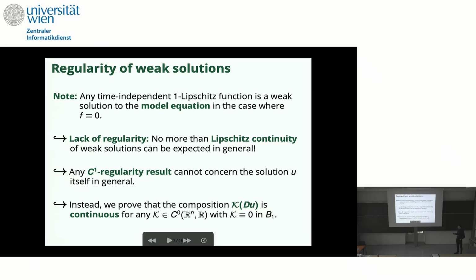However, what we can basically show is the C^1 regularity outside of the unit ball. That is, in the set of points where the gradient lies outside. Or more generally, what we can investigate and also prove, we can prove that the composition K of Du, rather than Du itself, is continuous for any continuous function K that discards small gradient values, such that K is equal to 0, let's say.